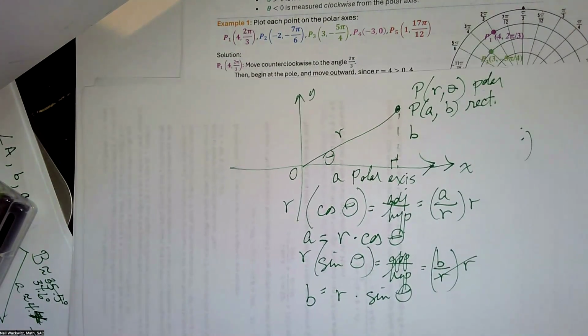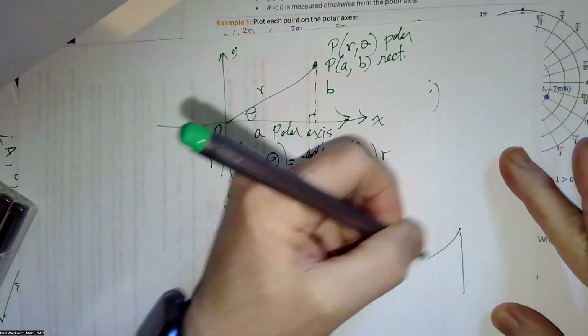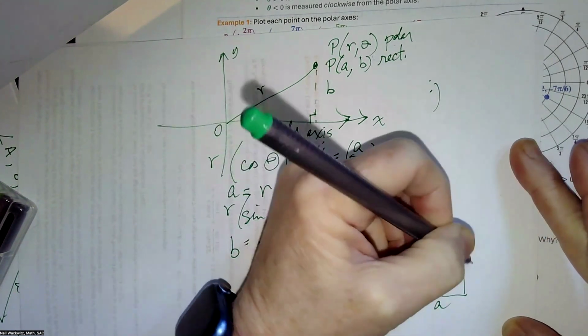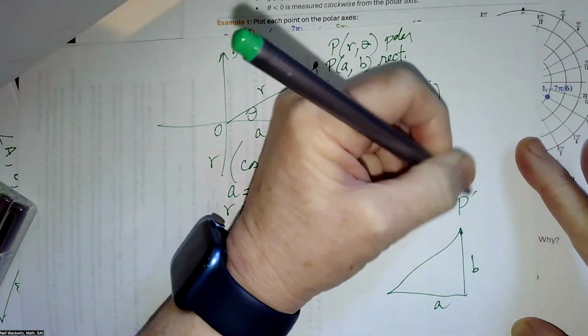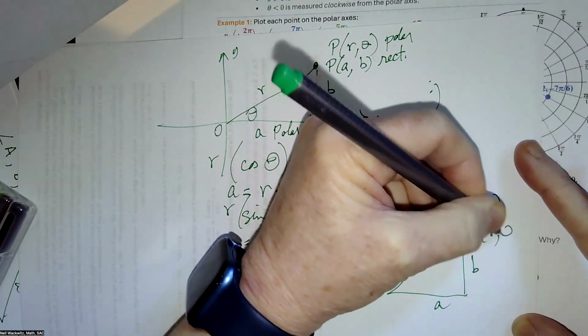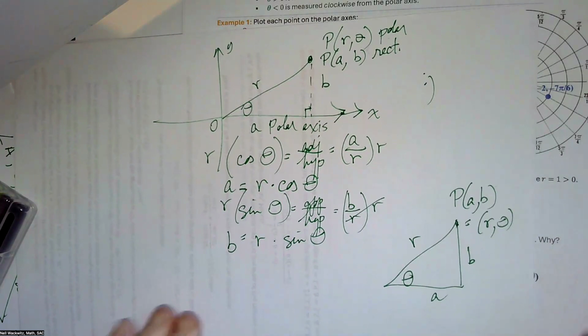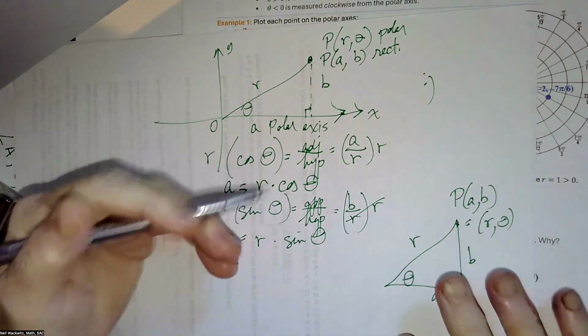Well, what if we start with a and b? We've got the same triangle. So we're given P(a, b), and we want to find r and theta. How do we find r if we know little a and little b? Yes. Yeah, how? The Pythagorean theorem. Beautiful. And I'm going to take it a step further.